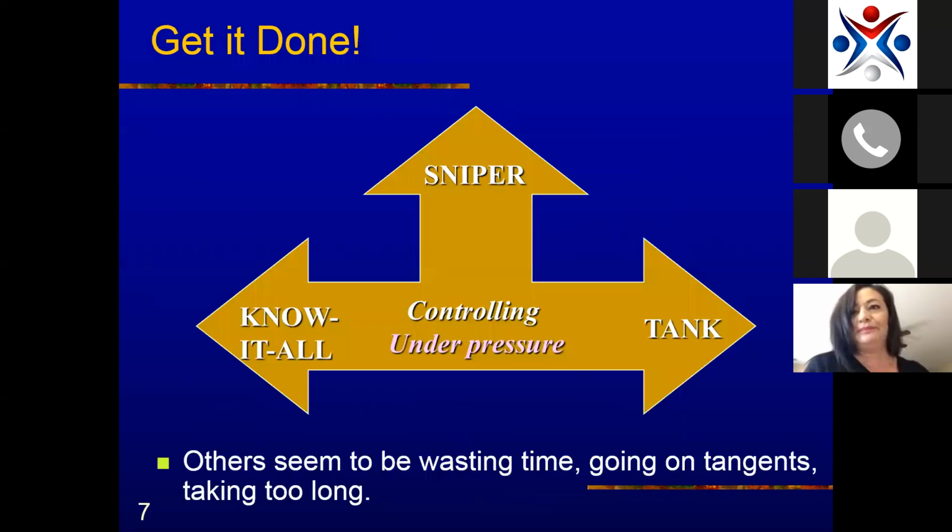Slide 7. So let's look at the controlling personality. These are the people that want to get it done. The sniper, the tank, the know-it-all. They're very aggressive and task-focused. These are the people on the top right of the quadrant. And they want to get the job done either by running over people or controlling the situation or putting people down.